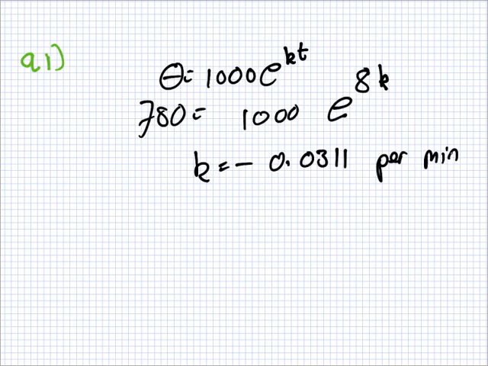Why is it per minute? Because the time unit is minutes, and you need it to be per minute to cancel the minutes and the time. Continuous per minute. Okay.